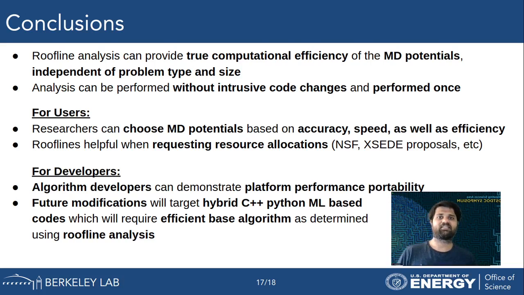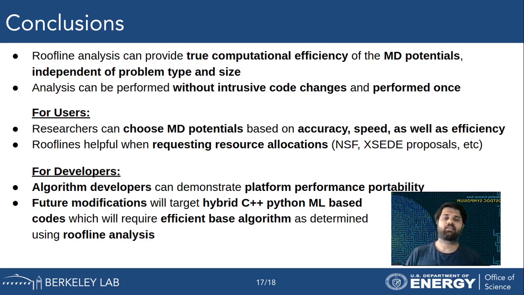And the beauty of the analysis is that it can be performed without intrusive code changes, and it has to be performed only once for every change in the algorithm. So if you do not change the algorithm, you have a roofline analysis that you can provide as a proof of efficiency. For users, this is important because now you can choose your MD potential based on the accuracy, the speed, and the efficiency, not just based on the accuracy and speed.